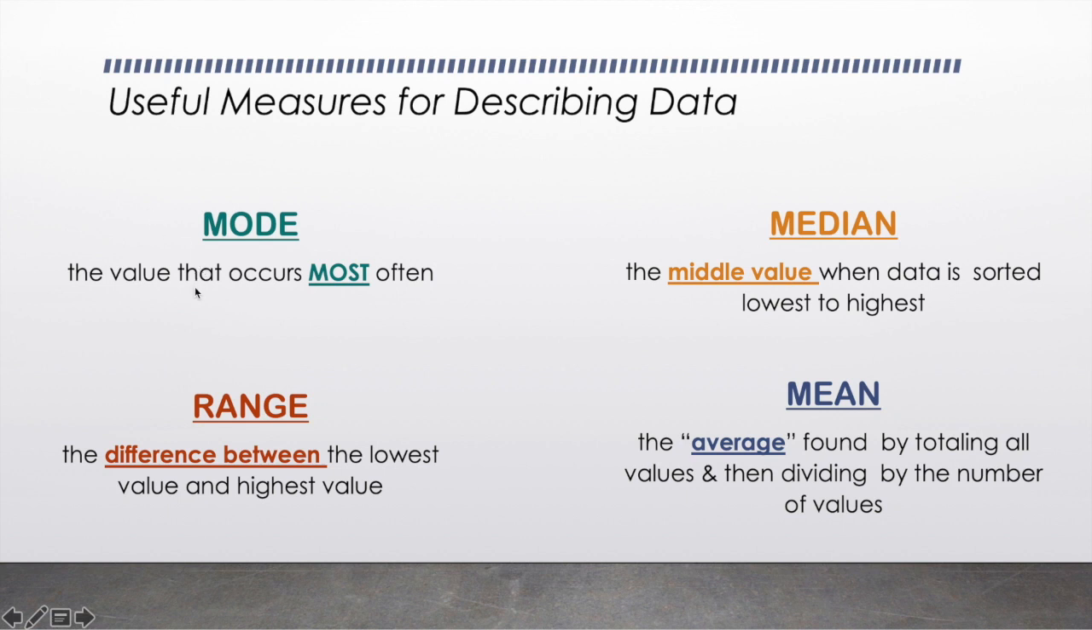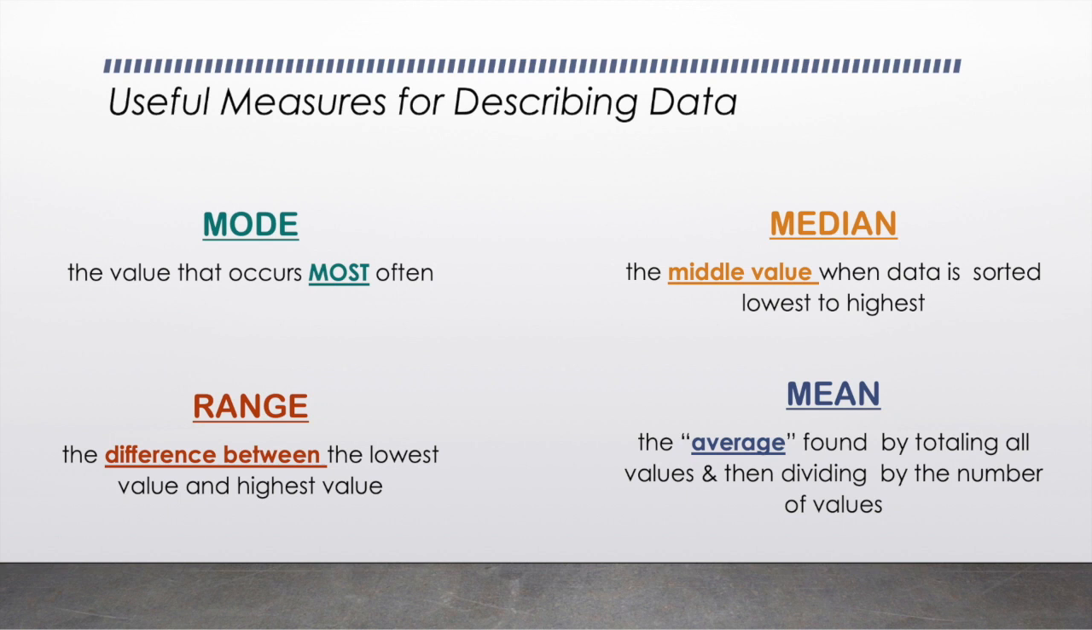So mode, the value that occurs the most often. Okay, fairly simple. Range then is the difference between our lowest value and our highest value. Median is the middle value, so we're going to sort our data from lowest to highest and find the value in the middle. And then mean is probably the one that's used most often. You also often hear it referred to as the average of the data. And so we find that average by totaling up all the values and then dividing by the number of values that were in our data set.